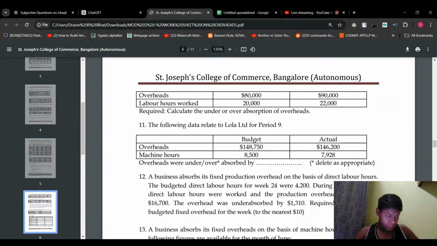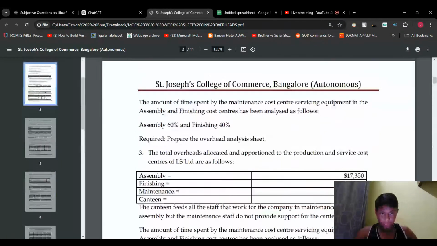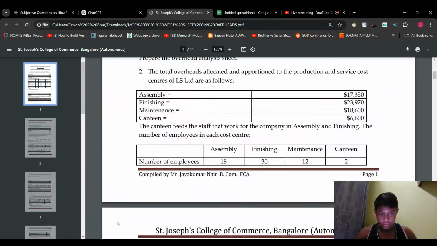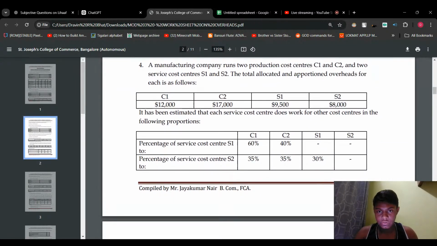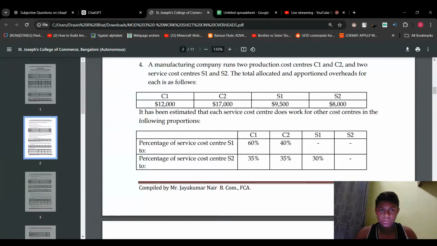Let me do a question for the apportionment and all that, the slightly confusing questions. A manufacturing company runs two production cost centers, C1 and C2, and two service centers, S1 and S2. Total cost allocated and apportionment of overheads: each was 12,000, 17,000, 9,500, 8,000.